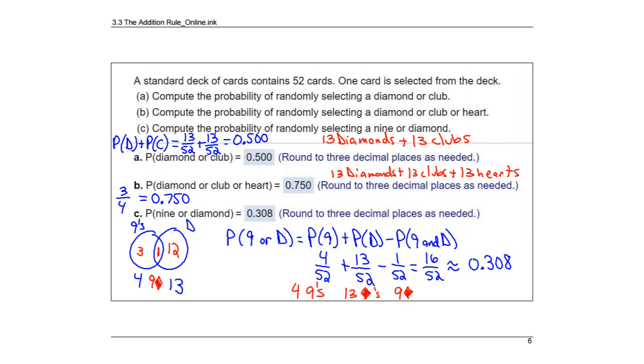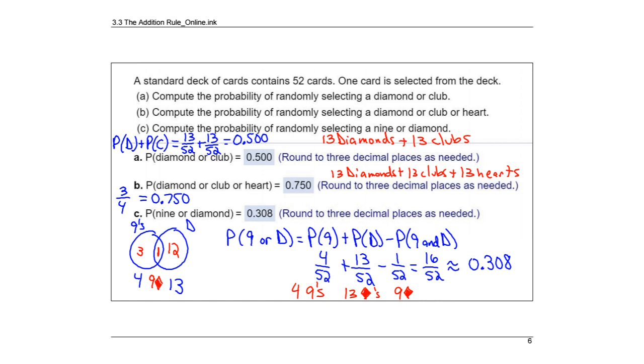Right, so when we were using the pie chart and the bar chart, they are already mutually exclusive. When you have a pie chart or a bar chart, there's no overlap. But when you start getting words, you start picking cards, then you have to watch for overlap. So A is compute the probability of randomly selecting a diamond or a club.